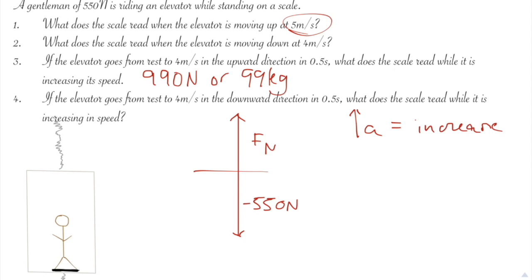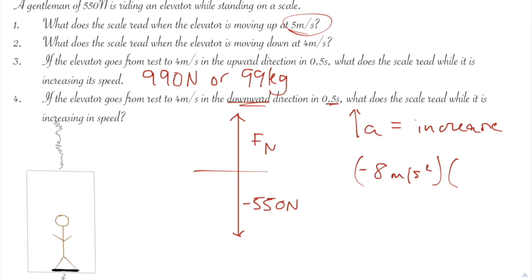Now let's take a look at the last scenario, and that is if the elevator goes from rest to 4 meters per second in the downward direction in 0.5 seconds, what does the scale read while it is increasing in speed? So it's increasing in speed, but because it's in a downward direction, we're technically gaining a negative velocity, and so we have a negative acceleration. And the scenario is the same, so now we have a negative 8 meters per second squared.